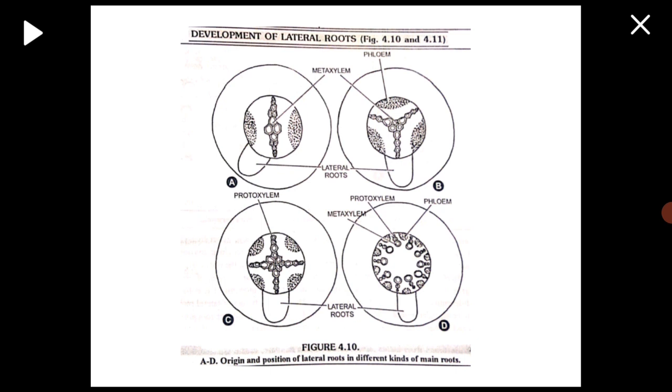The portion of pericycle which gives rise to primordia of lateral root varies depending upon the position of vascular strands in the parent root. In diarch root, it originates from the portion of pericycle between phloem and xylem strands. In tri, tetra, or pentarch, it originates opposite the protoxylem. In polyarch condition, it originates opposite the protophloem.